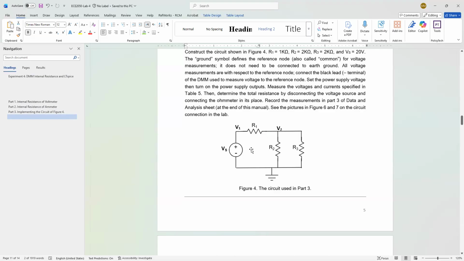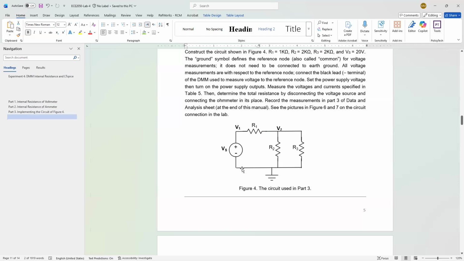Be careful here. When you measure the total resistance, you have to remove Vs completely, and put the ohmmeter with one terminal here and one terminal here. Make sure you remove Vs. Otherwise, you may damage the ohmmeter. Say it again: I want to measure the total resistance for this circuit. I'm not going to connect the voltmeter. All I'm going to do is remove this part, and then connect one terminal of the ohmmeter here, and the other terminal here.